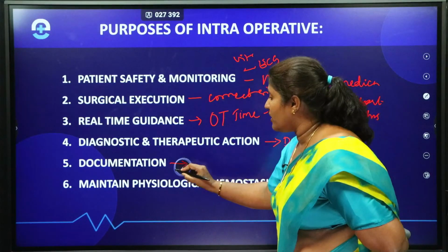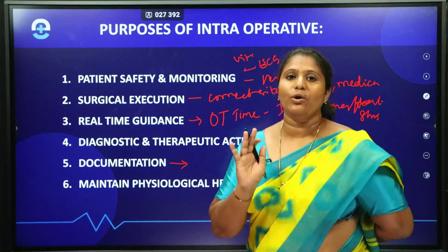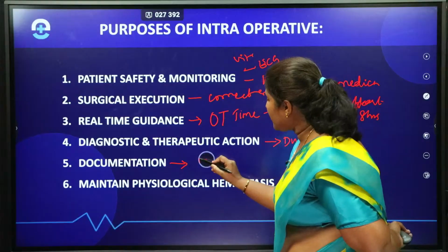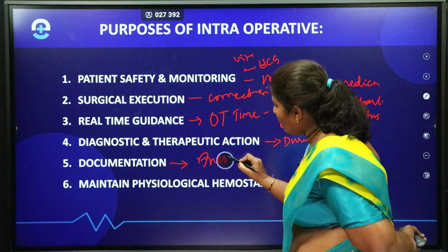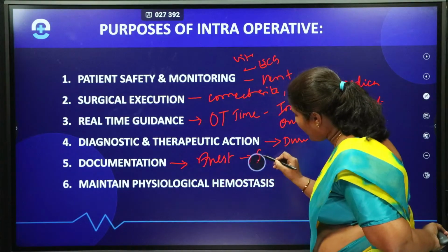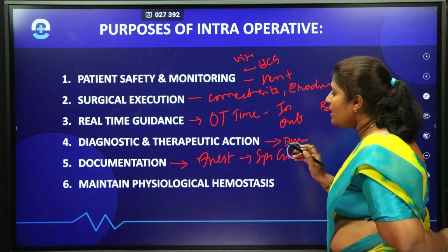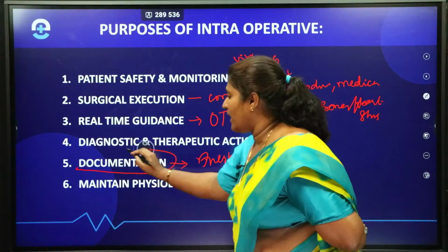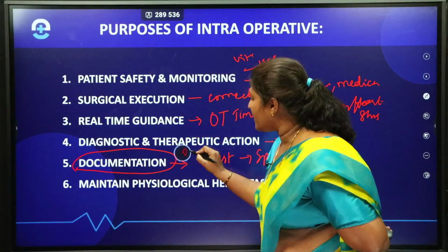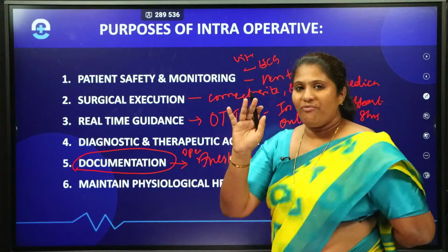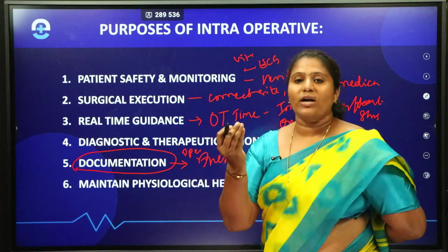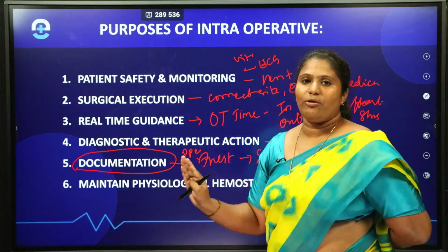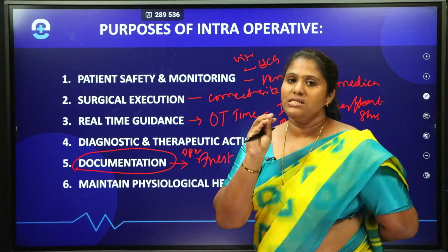Then documentation, it is a very important one. During the procedure time, what medication is given, how much anesthesia is given, and what anesthesia, whether spinal anesthesia or general anesthesia. Everything in the operation notes is very important. Documentation means operation notes: from where to where the incision was done, what kind of suture they did. Everything has to be mentioned in the patient's case sheet.